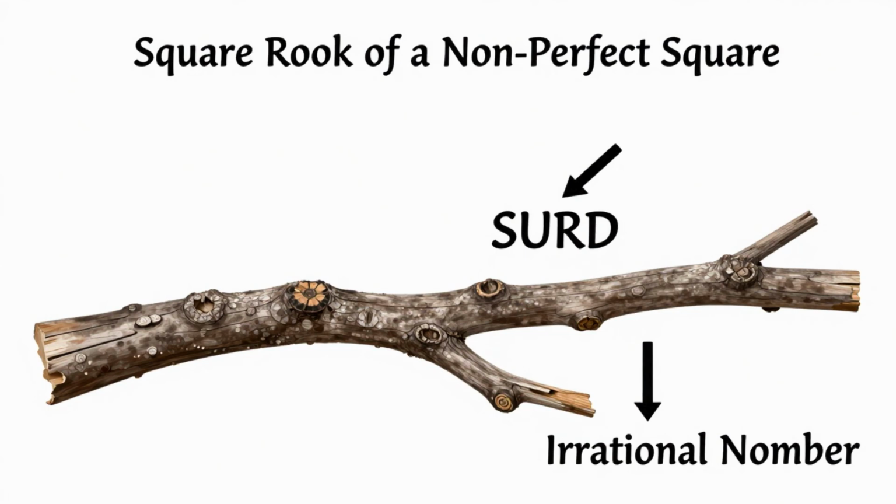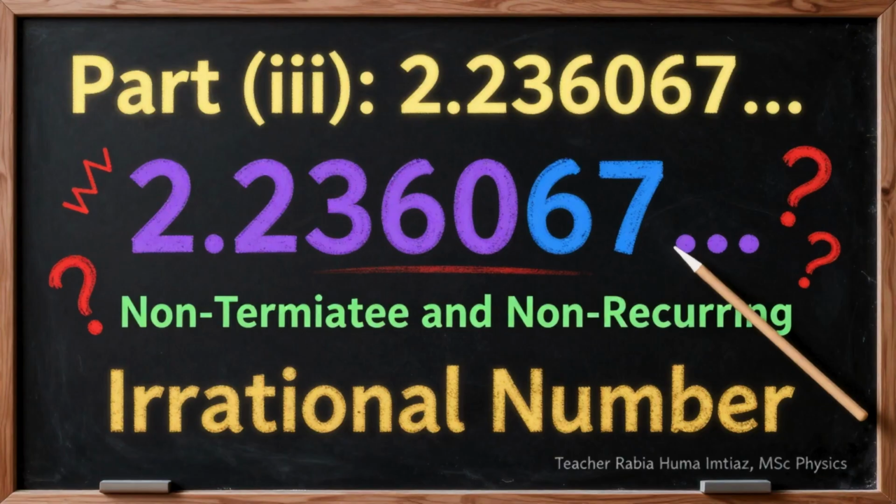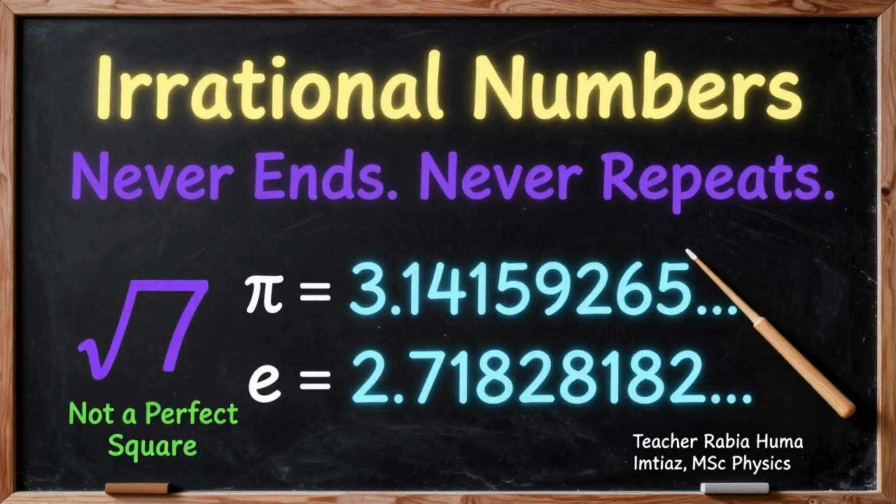As you can see from the arrows, every single surd, like the square root of 2 shown at the bottom right, automatically funnels directly into the irrational number category.